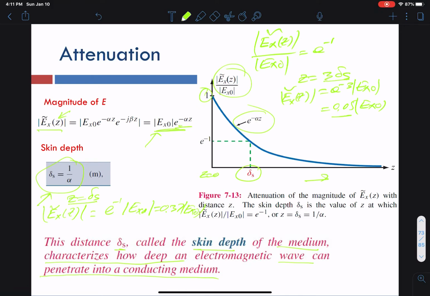And if you have z equal to 5 delta s, your signal becomes only 1%. So E_x at z = 5 delta s becomes 0.01 E_x0. That shows how quickly the signal decreases as you go through the transmission line. So that's why you don't want any conducting media for your transmission line, right?